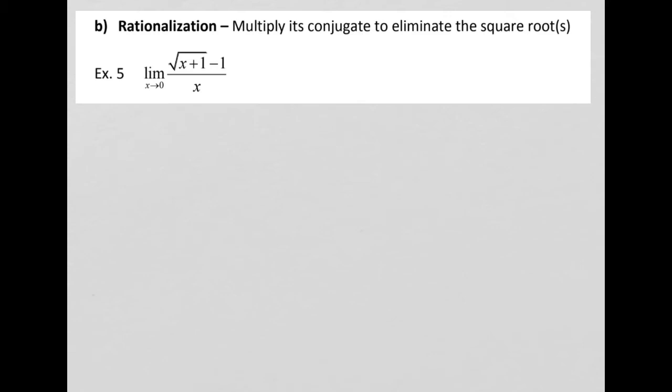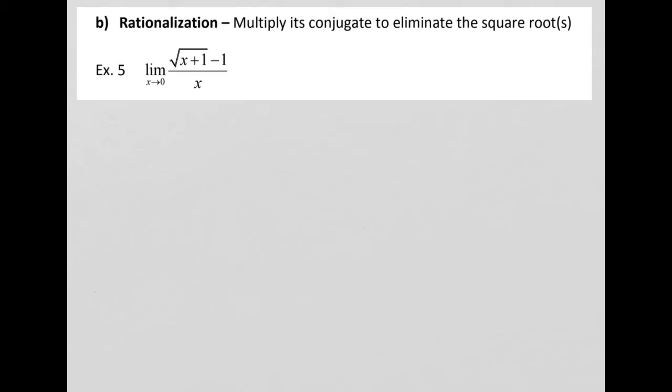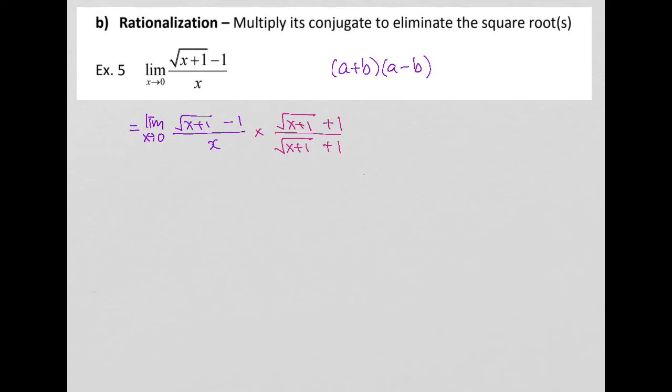So whenever you see square root in the function, usually most likely we can do rationalization. And what does it mean by rationalization? We have to multiply its conjugate. If one of the factor is a plus b, then the conjugate will be a minus b. So for example 5, we have limit x approaching to 0, square root of x plus 1 minus 1. So the conjugate will be square root of x plus 1 plus 1. But you have to do for both numerator and denominator.